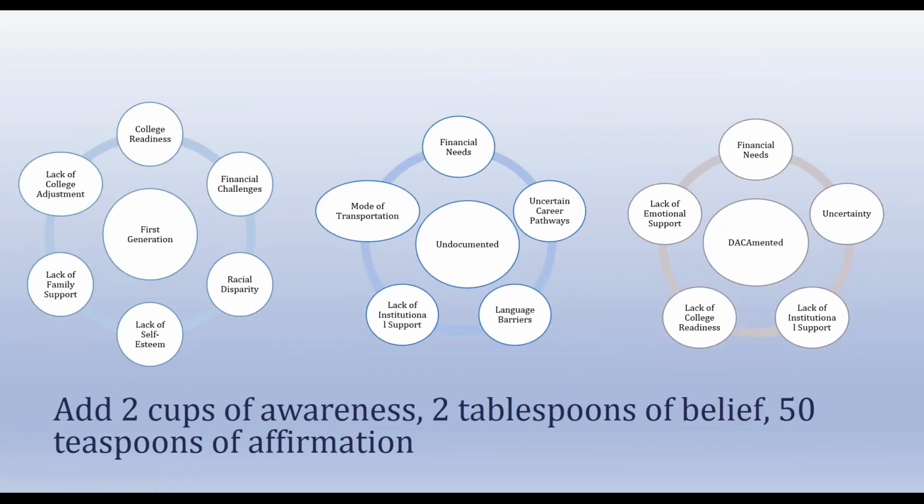Okay, so the type of students that we have and the barriers. First generation students might be academically college ready, but they still need the soft skills for college readiness. They have financial challenges, racial disparity, lack of self-esteem, lack of family support, and lack of college adjustment. So for these students, I make sure that their individualized plan includes a lot of professional development and training.